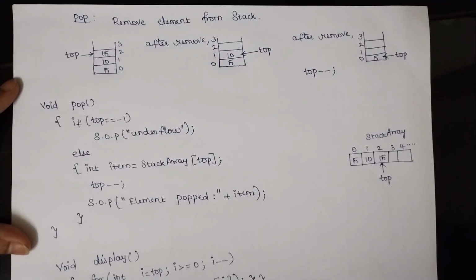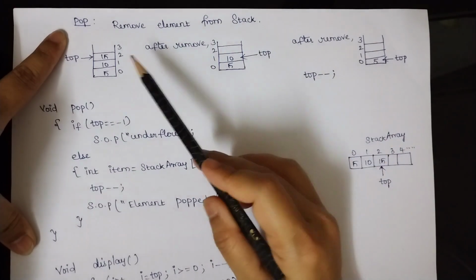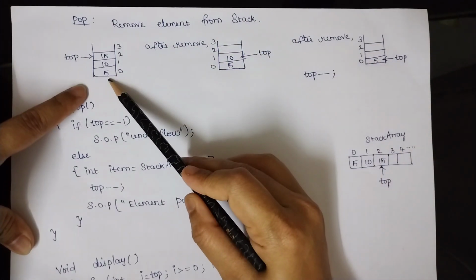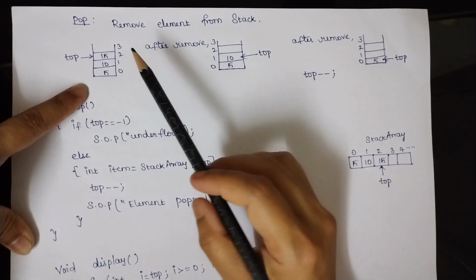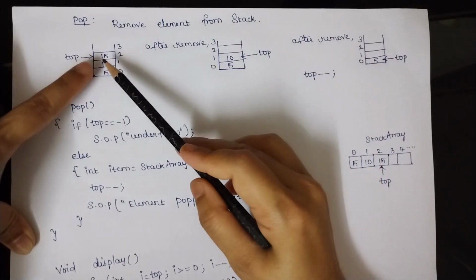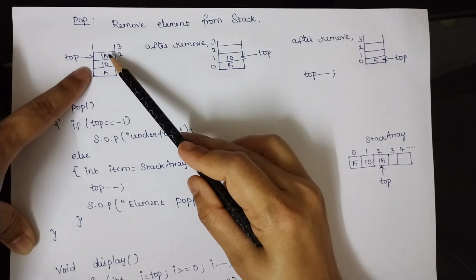Now we'll see the pop operation. Pop operation means removing elements from the stack. So how do we remove an element from the stack? For example, this is my stack now. I want to remove an element from the stack. As I mentioned already, always the top element will be removed first. That is last in, first out. So here if you remove any element, then you need to remove 15 first.